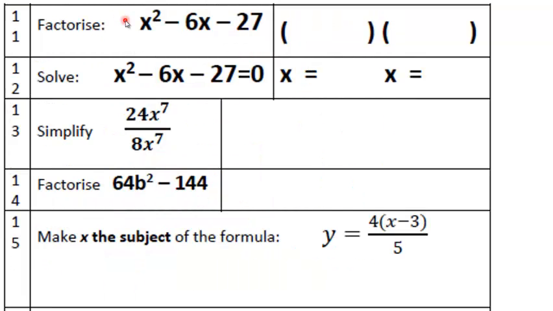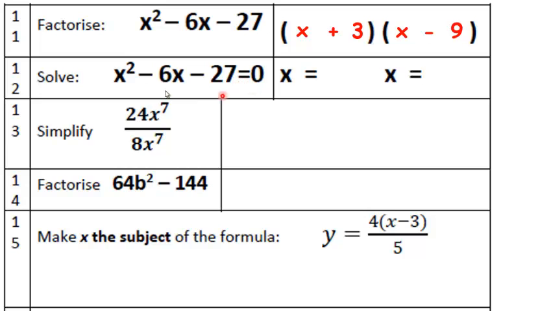Question 11. Factorize this. It's a quadratic, so I will have a pair of brackets, x and x. I'm going to have two numbers which times together to give me 27. The obvious two are 9 and 3. I need to combine these in some way to get minus 6. The 9 is going to need to be negative, and the 3 is going to need to be positive in order to get that minus 6.